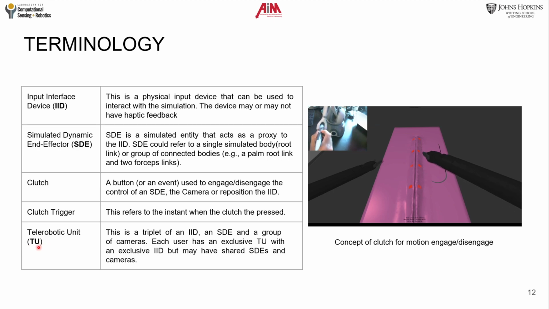We also borrow the concept of clutching from the Da Vinci surgical robot. Clutching is used to engage and disengage the motions of the SDE upon the trigger of a certain event. A clutching scheme also exists for the camera control via IID.